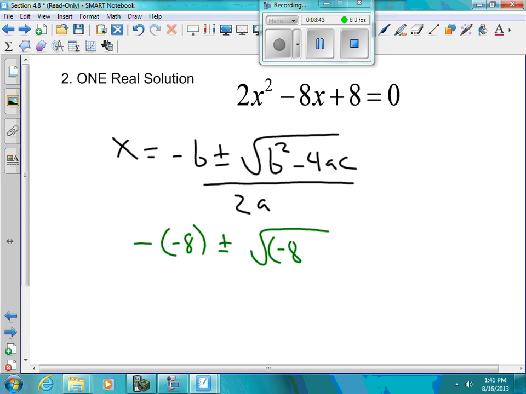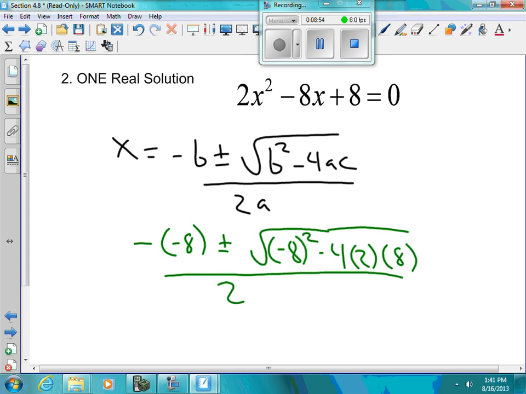So negative 8 squared, put that in parentheses as well. You'll see why, hopefully already. If not, you'll see in a minute. A times C, 2 times 8, divided by 2 times 2.